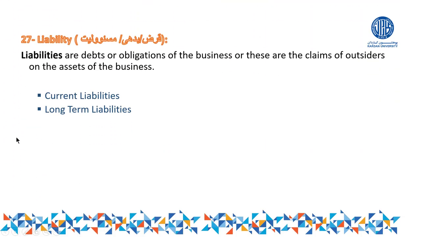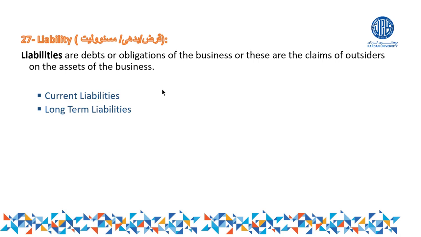On the other side, we have the liability. Liability, meaning debt or responsibility. Liabilities or debts or obligations of the business, or these are the claims of outsiders on the assets of the business. Let me read once again. Liabilities or debts or obligations of the business, or these are the claims of outsiders on the assets of the business. See the point. Liability means anything that you have to pay to outsiders.